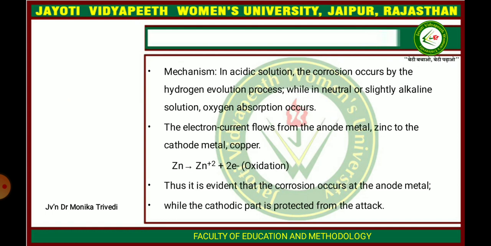The mechanism of this process is as follows: in an acidic solution, corrosion occurs by the hydrogen evolution process, while in a neutral or slightly alkaline solution, oxygen absorption occurs. The electron current flows from the anode metal zinc to the cathode metal copper. So the oxidation reaction is Zn converting to Zn2+ plus 2 electrons. Thus, it is evident that corrosion occurs at the anode metal, while the cathode part is protected from attack.